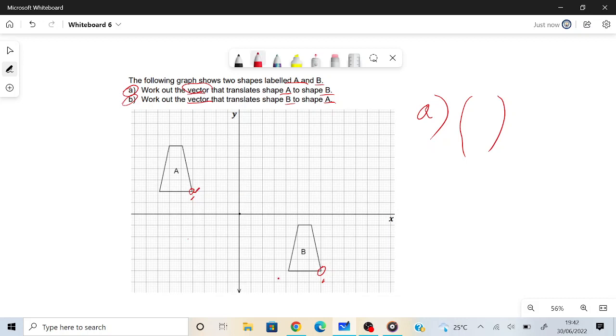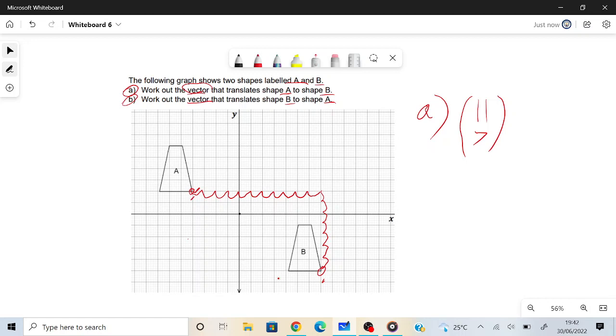Okay, so we went 1, 2, 3, 4, 5, 6, 7, 8, 9, 10, 11. Yep. So we had to go 11 units to the right, so automatically the top number is 11, and now we need to see how many units we went down. 1, 2, 3, 4, 5, 6, 7. 7 units down. So your answer for part A, the vector that translates shape A onto shape B, is 11 and then minus 7 at the bottom.